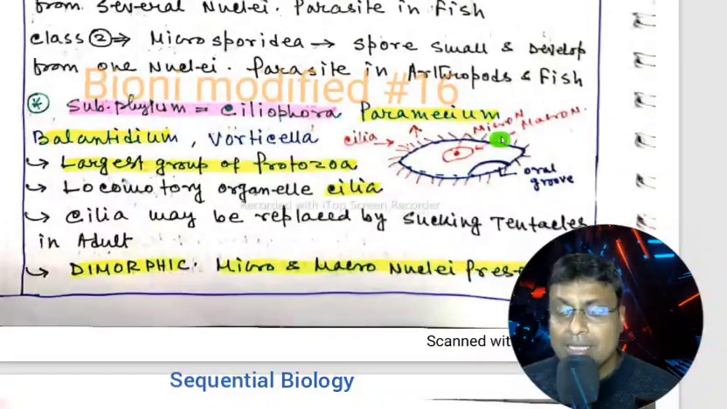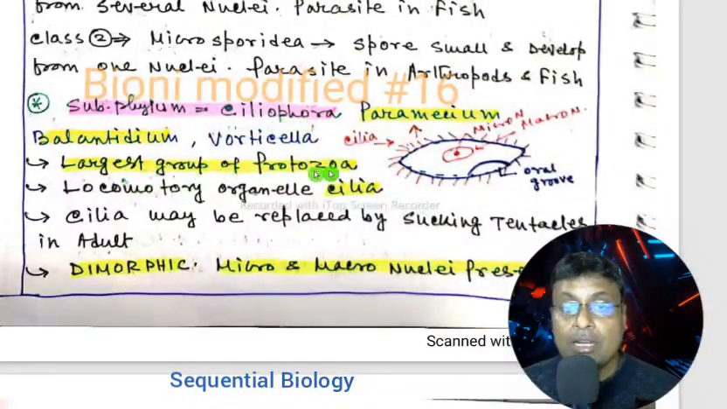And you can see this is the structure of Paramecium, which is known as the slipper animal. It looks like our slipper, and their body is covered by numerous cilia. And also they have two nuclei, the micronucleus and the macronucleus. Then their structure is important. The Paramecium structure is important. So Paramecium, Balantidium, and Vorticella are included under this subphylum, the subphylum Ciliophora.